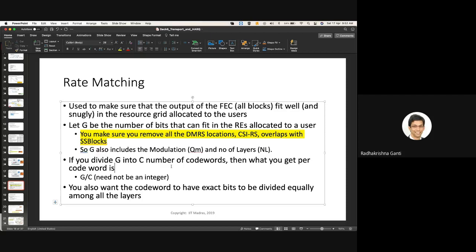Okay. So now the first challenge would be you have certain code words. Now you have G. For example, G can be 30,000 bits. I'm just giving an example. Whatever is coming out of your LDPC, you are getting code words that you have to fit in this 30,000. How do we do that? One way of thinking about this is if you divide G into C number of code words, then what you get is G by C. The problem is G by C need not be an integer. So how do you tackle this?